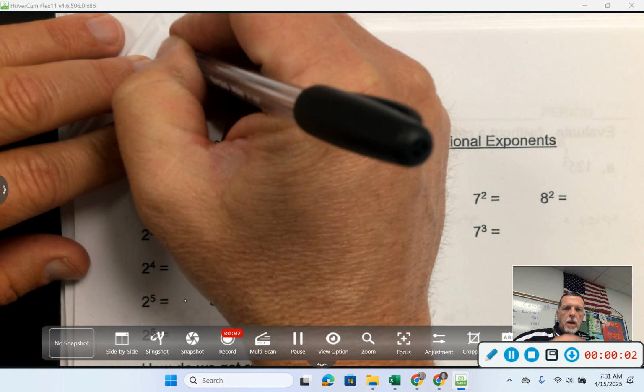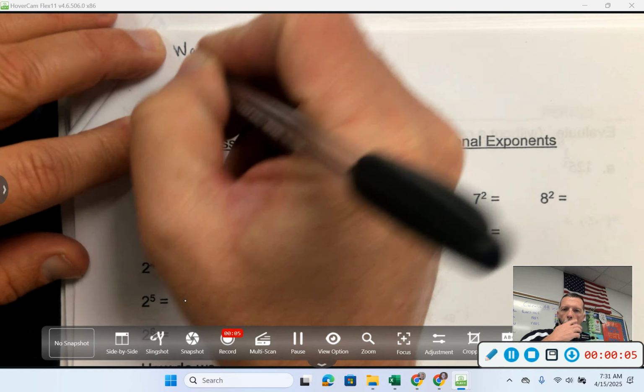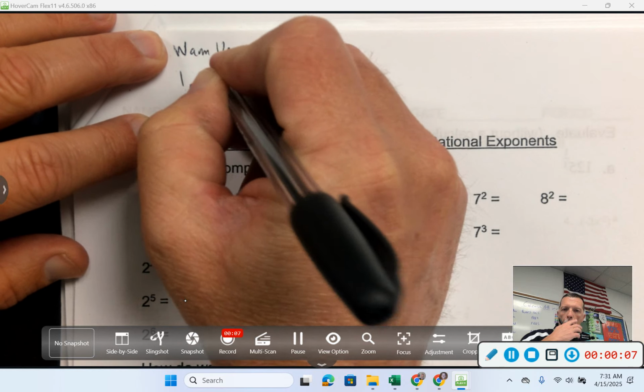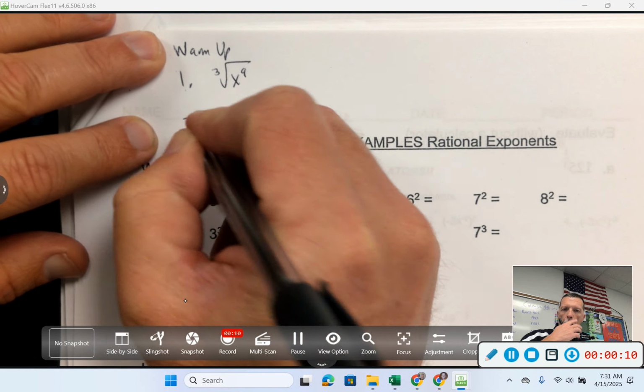Okay, there's enough space at the top to do 4 warm-up problems. Nah, we should do 4.